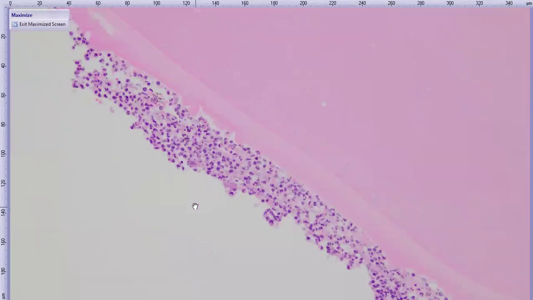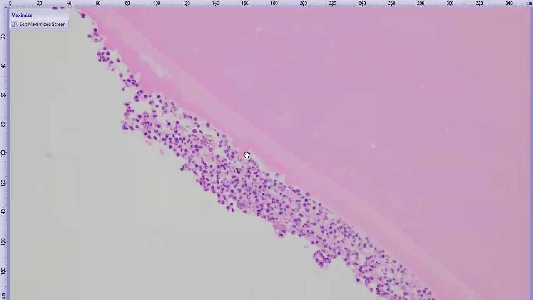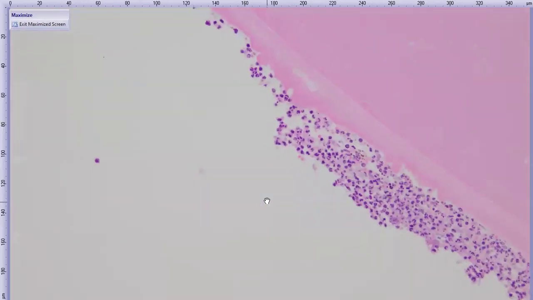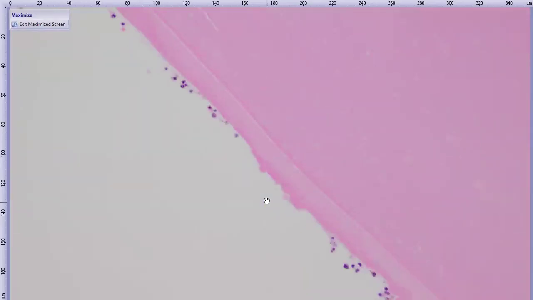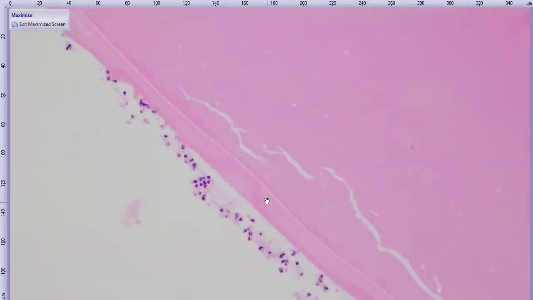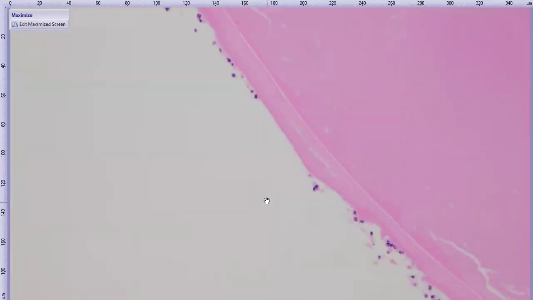So if we drop in on the lens capsule here, you can see that the capsule is looking kind of fuzzy almost. So we have a similar globular protein that's coming out of the lens capsule and again being phagocytized by the cells that are next door. And so this is leakage of lens protein through the capsule. And we're getting a response to that lens protein.